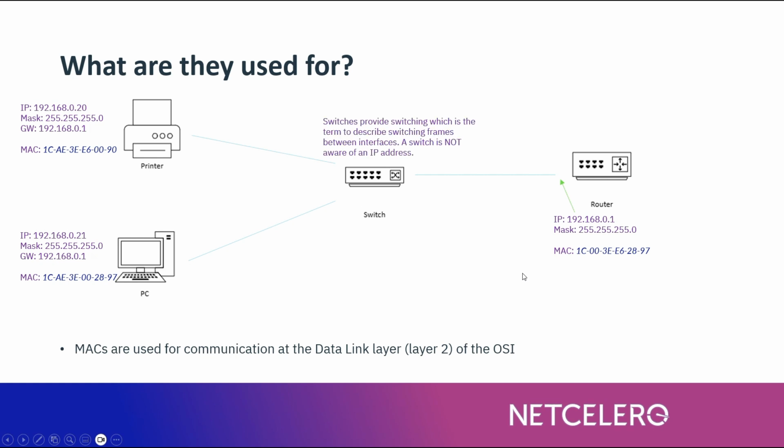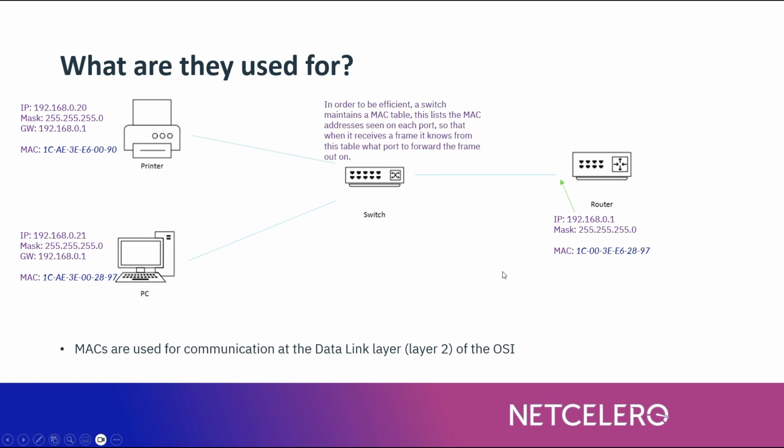Switches provide switching, which is the term used to describe switching frames between interfaces. A switch is not aware of an IP address, it's only aware of the MAC addresses. In order to be efficient, a switch maintains a MAC table. This lists the MAC addresses seen on each port, so that when it receives a frame, it knows from this table what port to forward the frame out on.